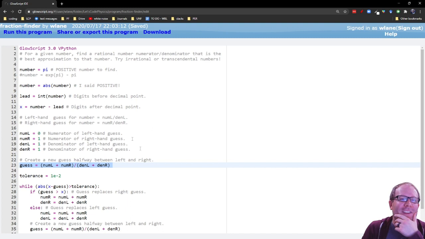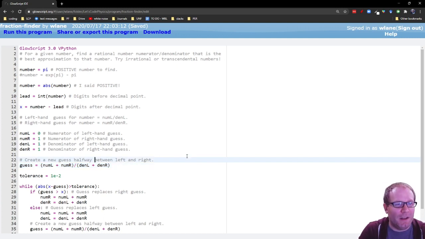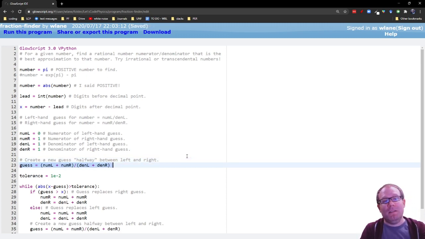Because halfway would technically be the average of those two. But if I average the two, I'm losing the information about the numerator and the denominator. So we're going to call this halfway in quotation marks. This is the mediant method here, where you do fraction addition wrong, right?